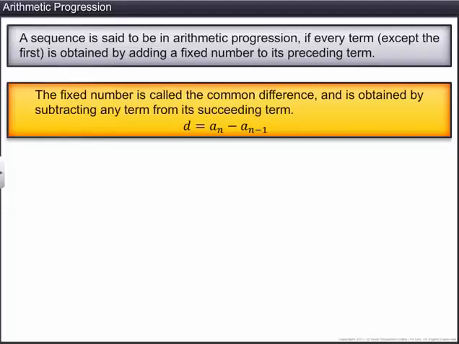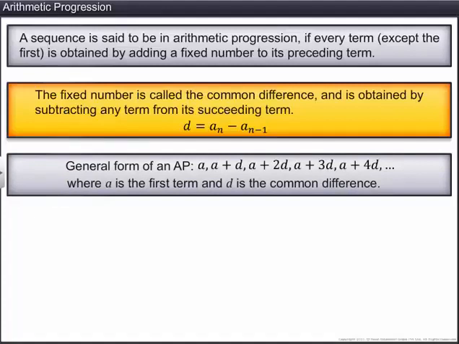The general form of an arithmetic progression is a, a plus d, a plus 2d, a plus 3d, a plus 4d, and so on, where a is the first term and d is the common difference. Here a plus d is the second term, a plus 2d is the third term, a plus 3d is the fourth term, and so on.